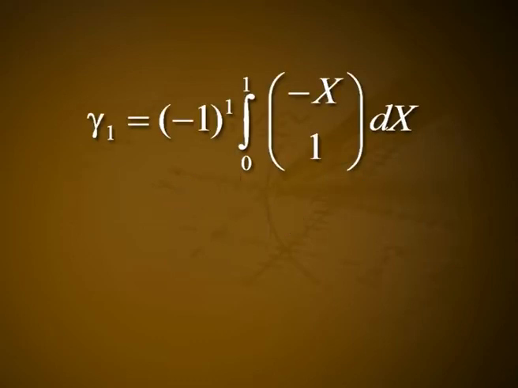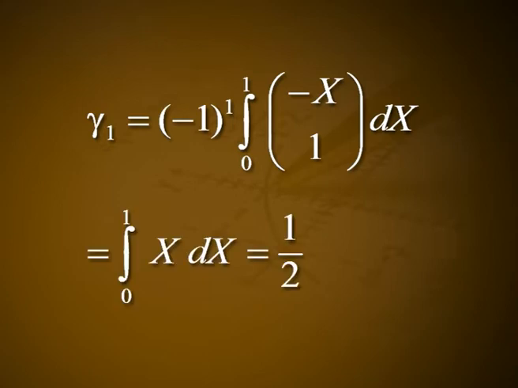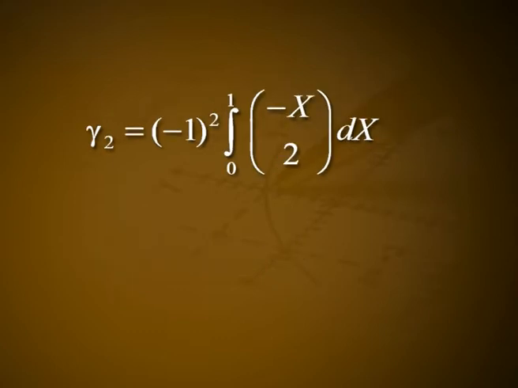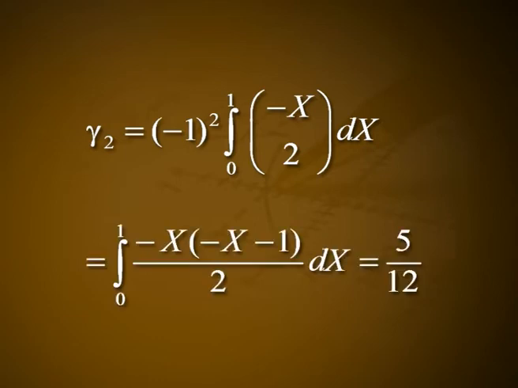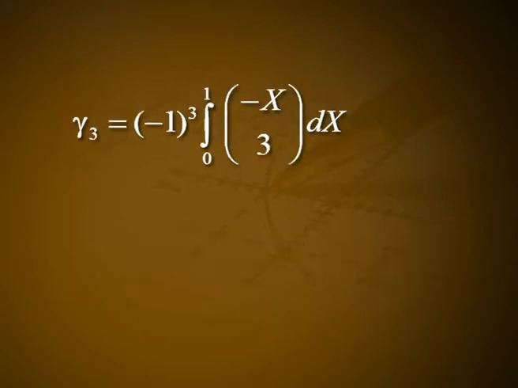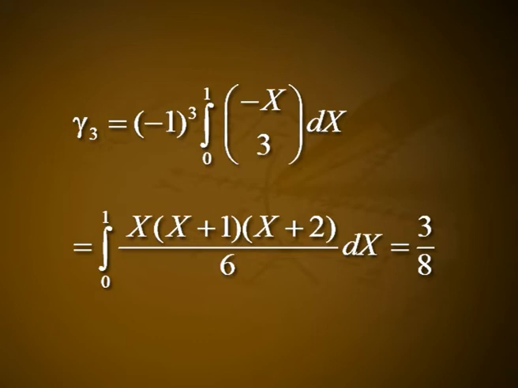Gamma 1 equals (-1)^1 times the integral from 0 to 1 of (-x choose 1) dx, that is the integral from 0 to 1 of x dx, which equals 1/2. Gamma 2 equals (-1)^2 times the integral from 0 to 1 of (-x choose 2) dx, that is the integral from 0 to 1 of (-x)(-x-1)/2 dx, which equals 5/12. Gamma 3 equals (-1)^3 times the integral from 0 to 1 of (-x choose 3) dx, that is the integral from 0 to 1 of x(x+1)(x+2)/6 dx, which equals 3/8, and so on.